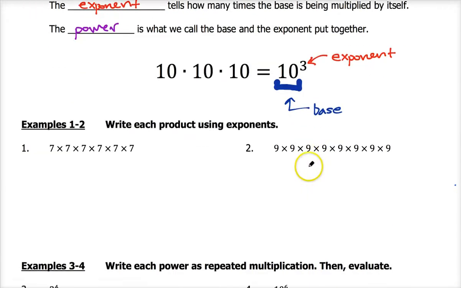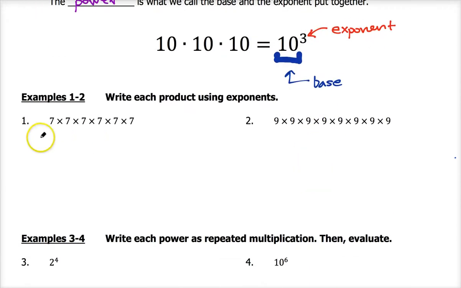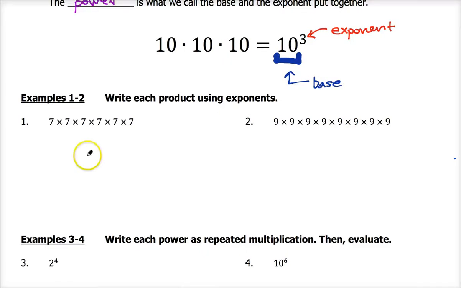So in the first couple of examples down here, we're just going to take each of these multiplication problems and we're going to rewrite them using exponents. So in the first problem, we have 7 times 7 times 7 times 7 times 7 times 7. So we know that 7 is going to be our base, since it's the number that's being multiplied by itself. And if you count the number of 7s, it's being multiplied by itself 1, 2, 3, 4, 5, 6 times. So this would be 7 to the 6th power.